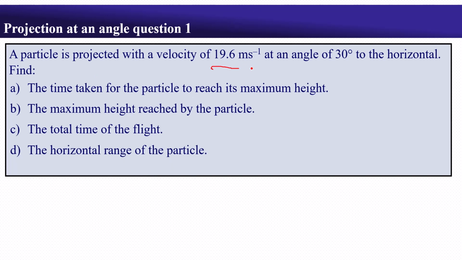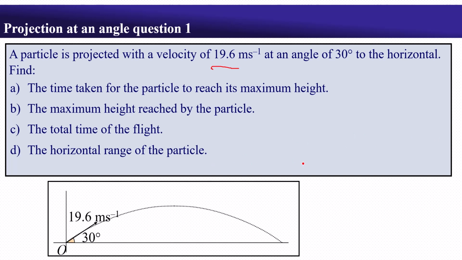So you can calculate all these using the 3 equations of motion, or you can still use the formulas that we derived. We derived different formulas for the time taken to reach the maximum height, the total time of flight, and the horizontal range. So here is our particle, and given this information of u and the angle, we can calculate on this.